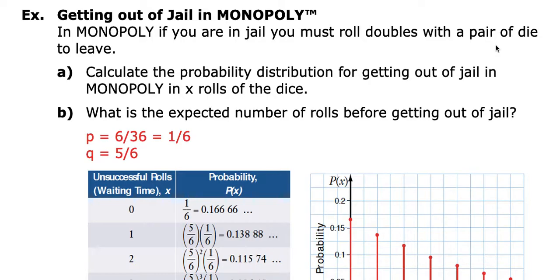If you haven't played the game of Monopoly, to get out of jail in Monopoly, you must roll doubles with a pair of dice. Calculate the probability distribution for getting out of jail in Monopoly in x rolls of the dice.